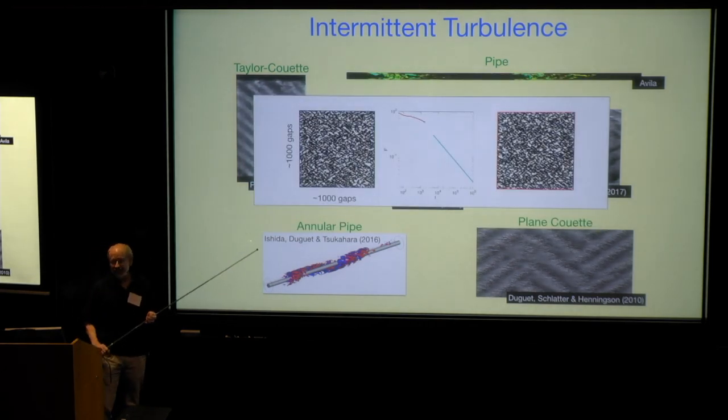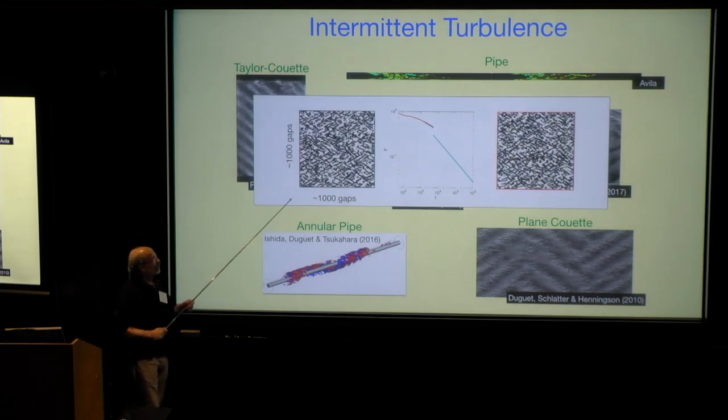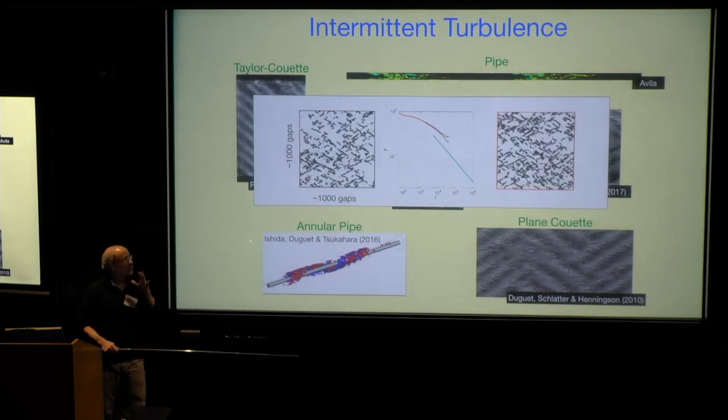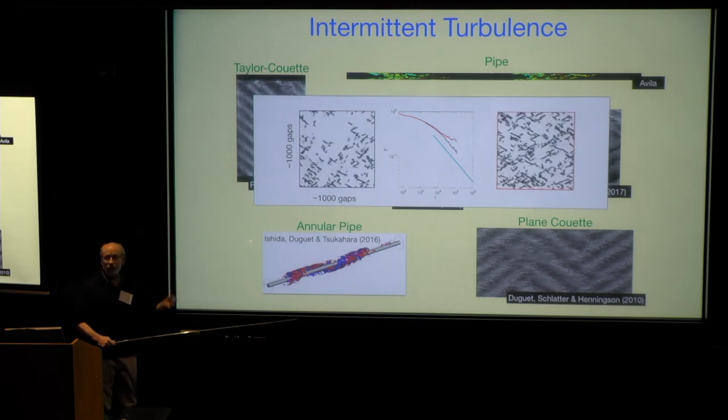This is actual hydrodynamic simulation done by Matt Chantry. Black is turbulent, white is laminar. So it's not just spatially intermittent, it's spatial temporal intermittent. And now we're going in logarithmic time.